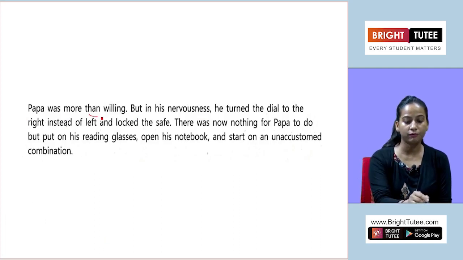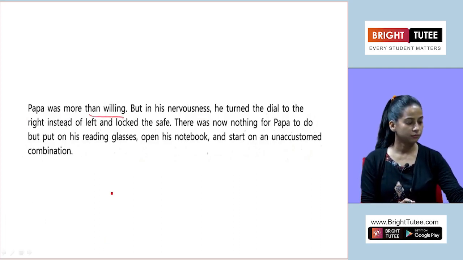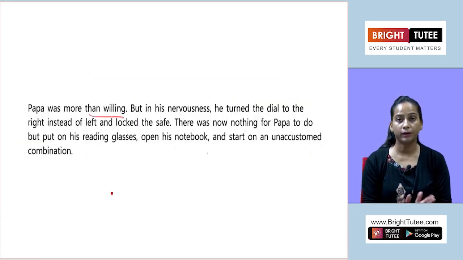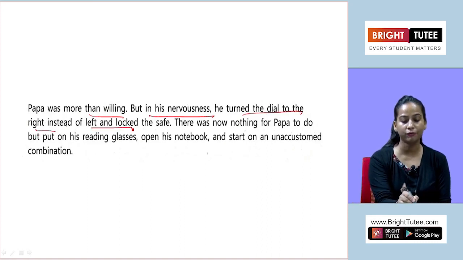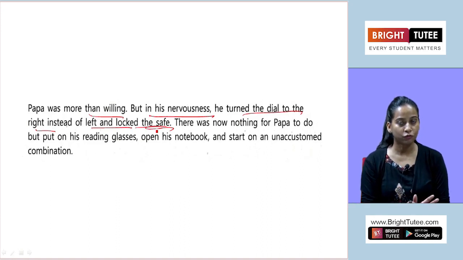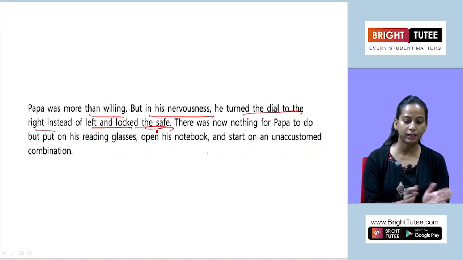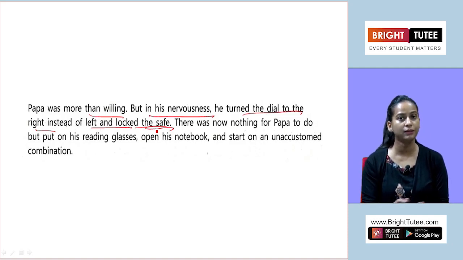Papa was more than willing, because he wanted to help that man open the safe, but in his nervousness he turned the dial to the right instead of the left and locked the safe. So what happened? Because the gunman was there with the gun, Papa got a little nervous, and instead of dialing it to the left, it was turned to the right, and finally the safe was locked.